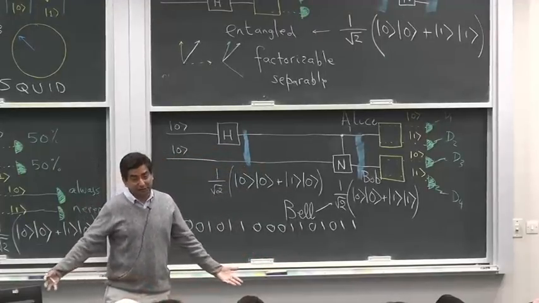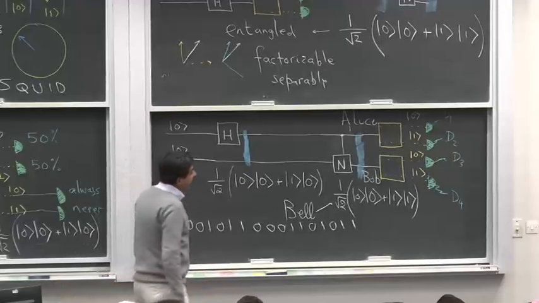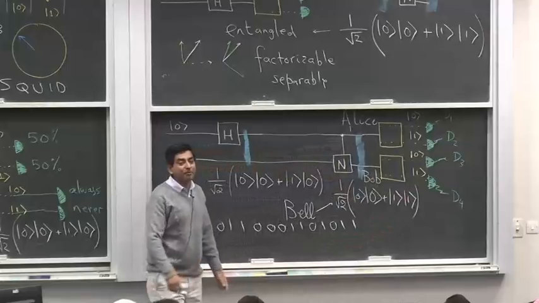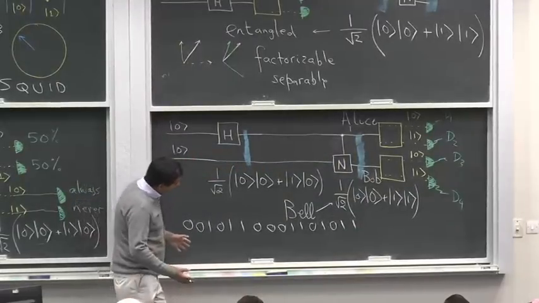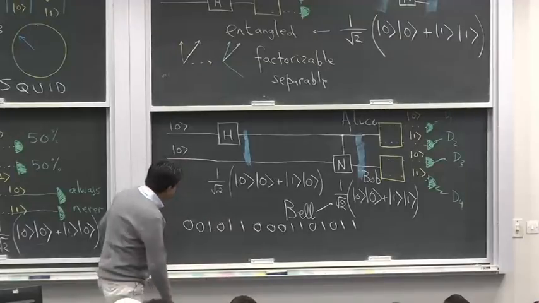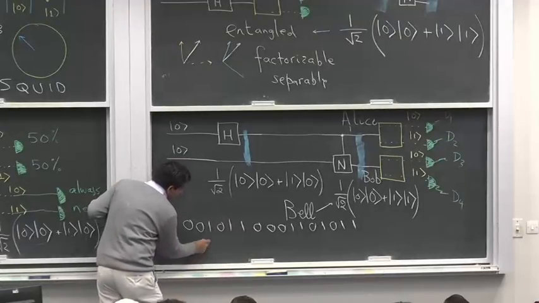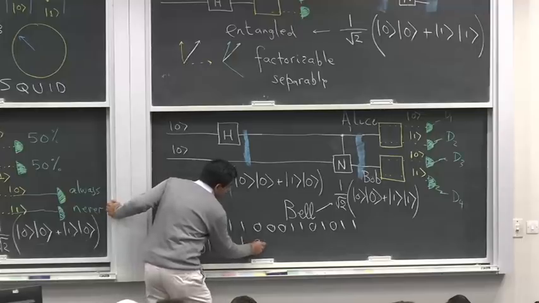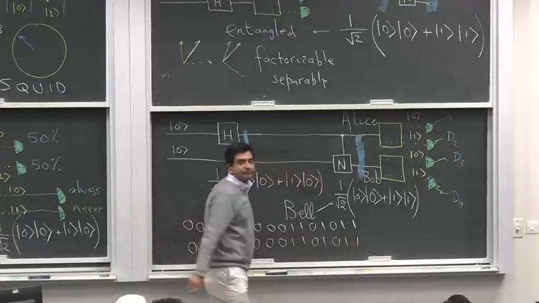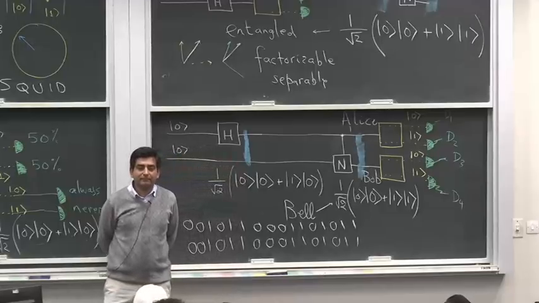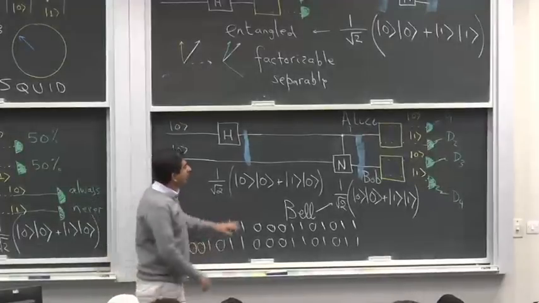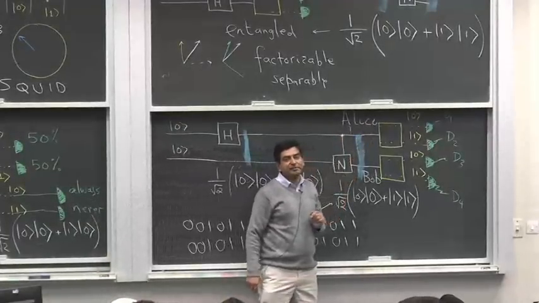And Bob has a string as well of his outputs, 0, 1, 0, 1. And when Bob shows his string to Alice and they compare notes, Bob's string will exactly match Alice's string, even though both of these are random events.